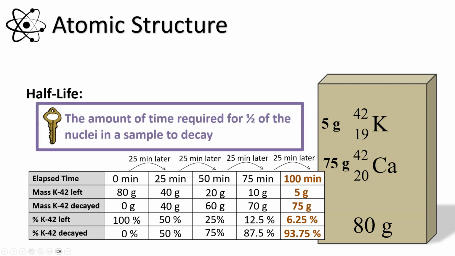Half-life is, first of all, time. It's the amount of time that is required for something to happen. And the something is for exactly half, hence the term half-life, for half of the nuclei in a sample to decay. And the row to really focus on here is in red. And that really shows you what's happening. It literally splits in half, 80, 40, 20, 10, 5, every 25 minutes. And the 25 minutes is the half-life.